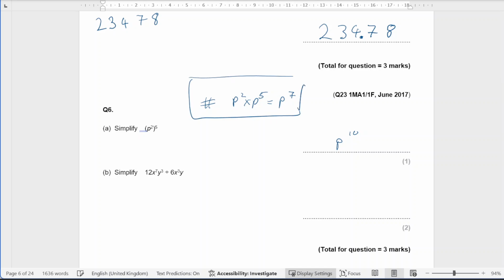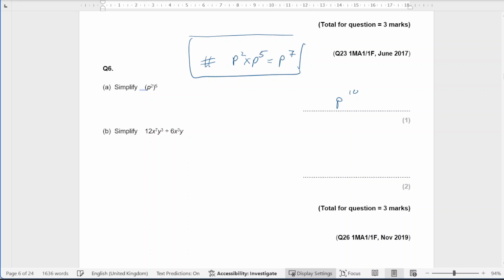Right, next one, simplify. I don't overly labour these. 12 divided by 6 is going to be 2, so my number part would be 2. x to the 7 divided by x to the 3, you subtract the powers, so that would be x to the 4. And then y to the 3 divided by y would be y to the 2. And I would just jump straight to that.